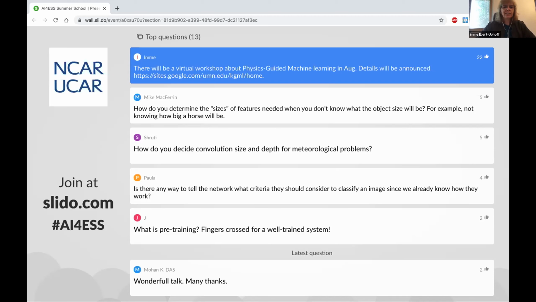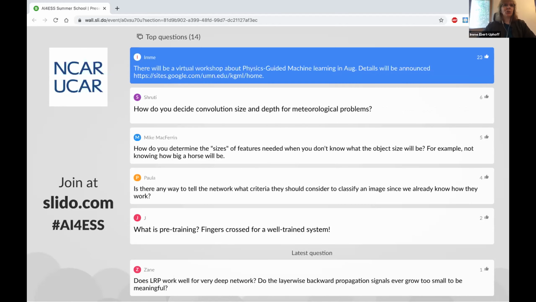How do you determine the sizes of features needed when you don't know what the object size will be? For example, not knowing how big a horse will be. So with the horse, you don't know where your camera is going to be, so you don't know how big the horse is going to be. In the application that I'm dealing with, I know where my geostationary satellite is, and I know how big a hurricane usually is. So in my examples, I'm lucky enough to know how big the meteorological feature size should be in the images that I'm getting.